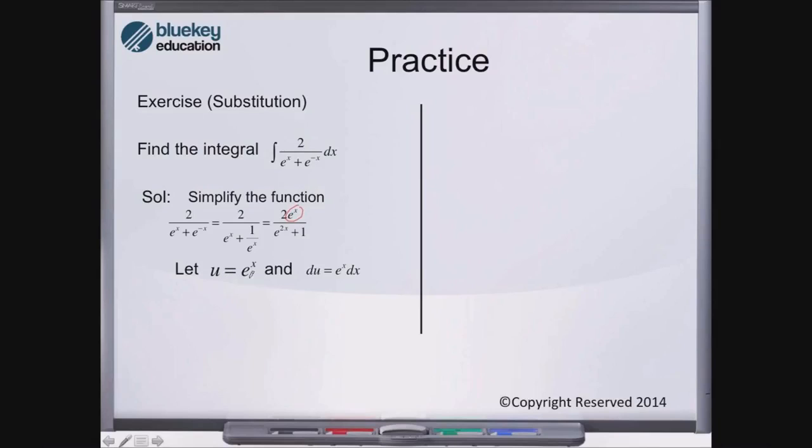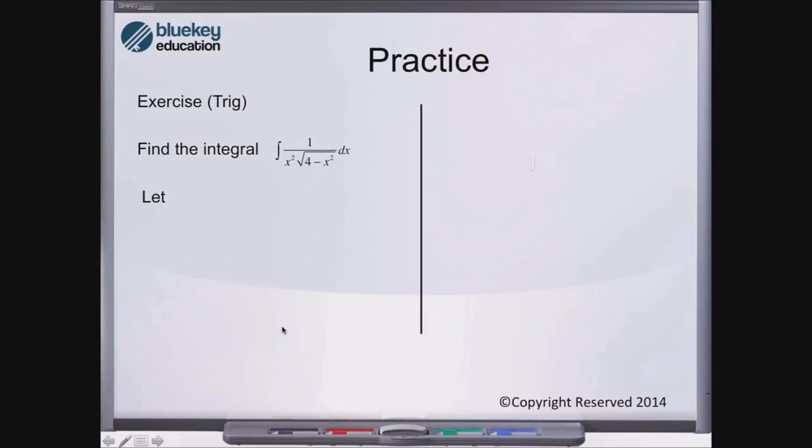Let u be e to the power x, and du is e to the power x dx. And then my function becomes the integral of 2 times du divided by u squared plus 1. And this is the inverse tangent. So here's my solution. Let's do one more exercise.